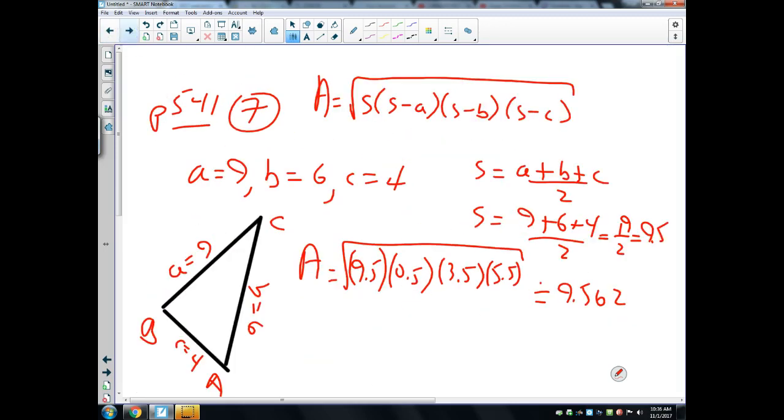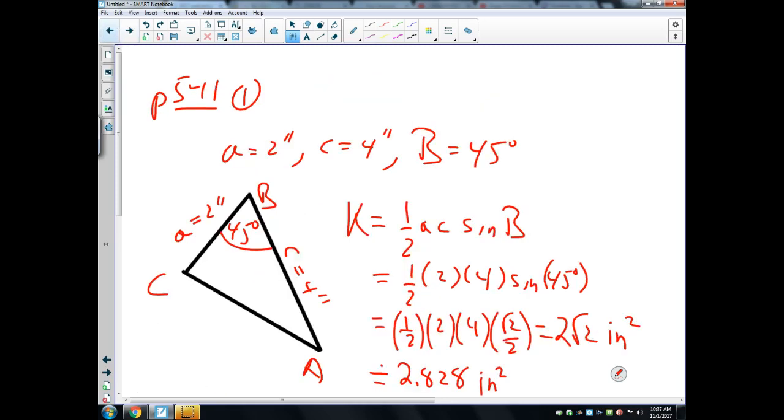What if they gave you, I don't know, feet? Notice what you get. You get feet times feet times feet times feet is feet to the 4th. Square root of feet to the 4th, you get square feet. All right, so let's check all this on Sage. Let's do number 1 first.